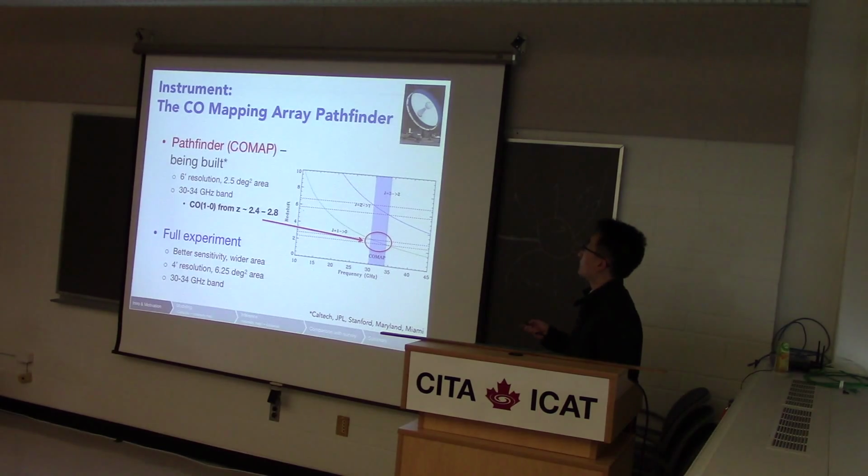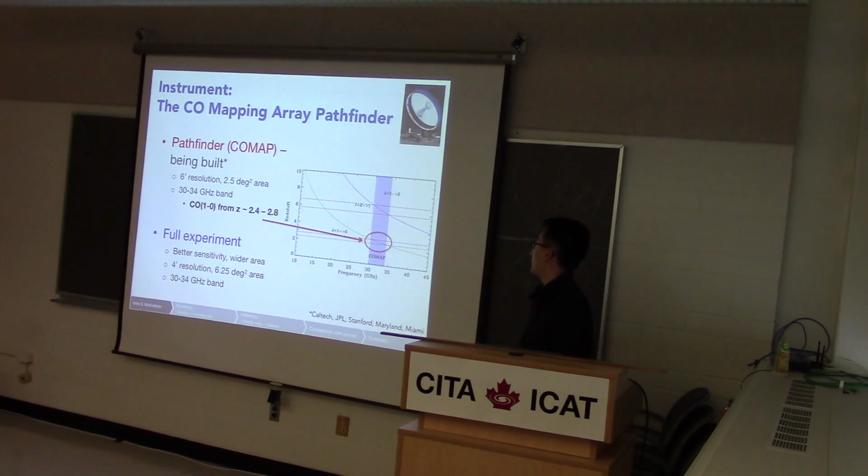There is a real instrument motivating this, like Marcel mentioned, and that's the CO Mapping Array Pathfinder. The abbreviation we're using for that is COMAP. Throughout this talk, it'll be indicated with red, and the full experiment will be indicated with blue, but I'll mention that again. The Pathfinder is currently under construction through a collaboration of Caltech, JPL, Stanford, Maryland, and Miami.